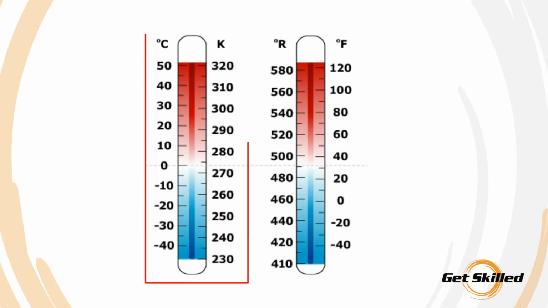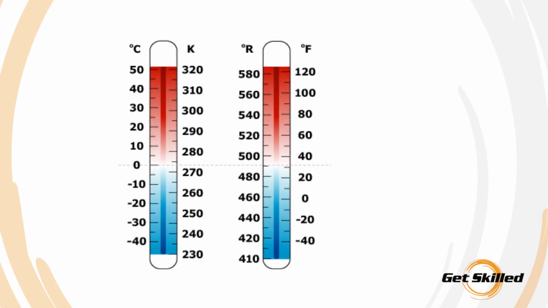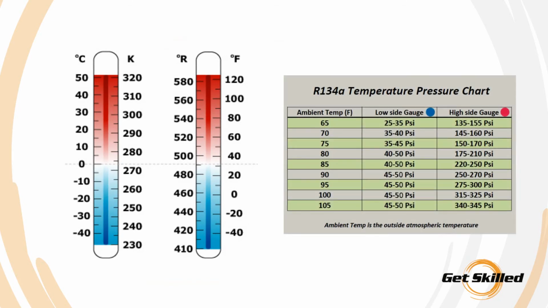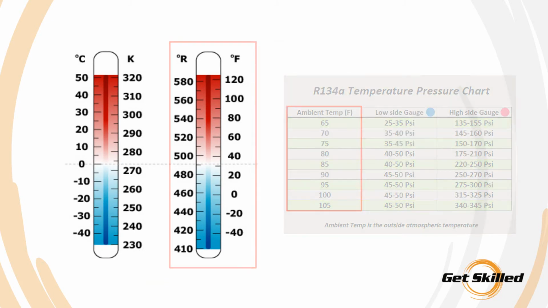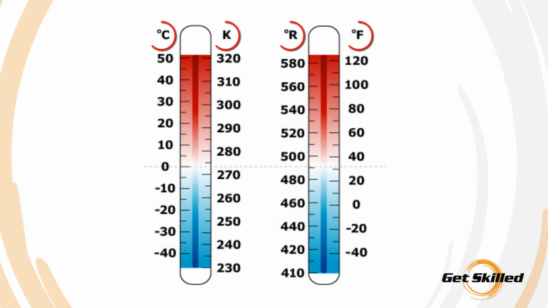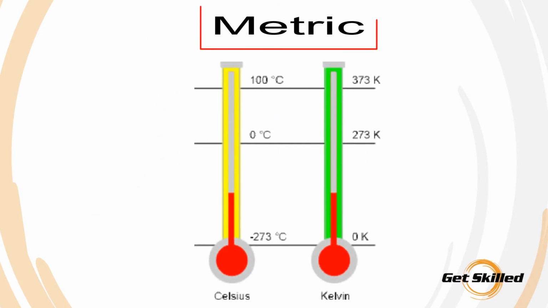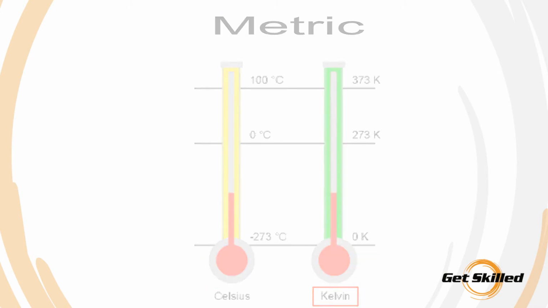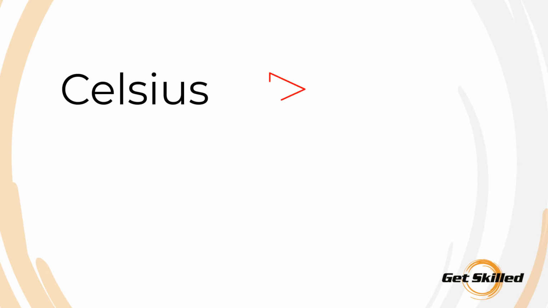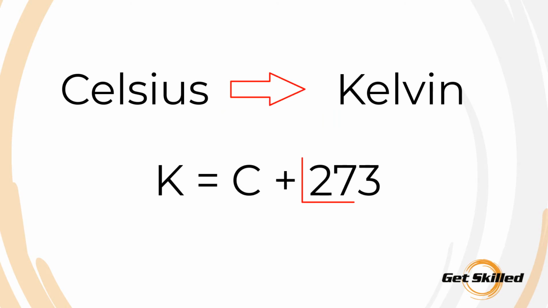Australia uses the metric system to measure. However, some refrigeration systems may use imperial units. It is vital that you know the different scales and conversions. The standard metric unit is Celsius, and the absolute metric unit is Kelvin. To convert Celsius to Kelvin, you add 273.